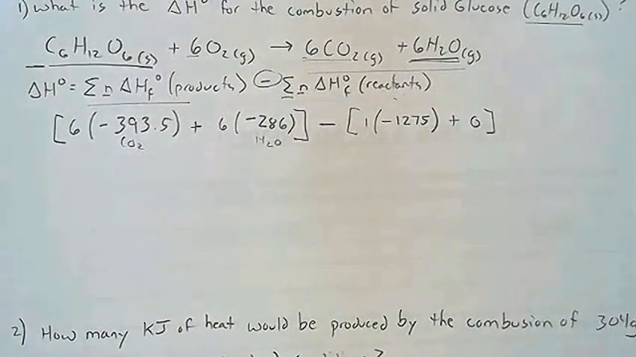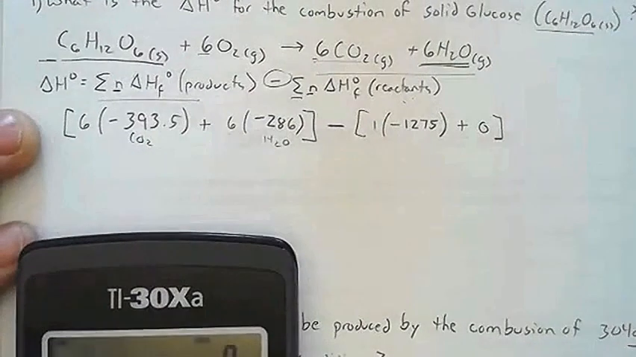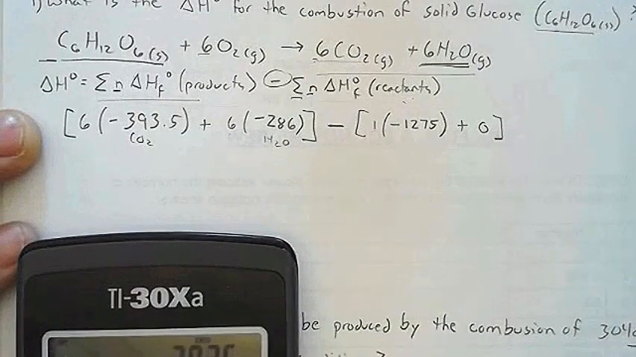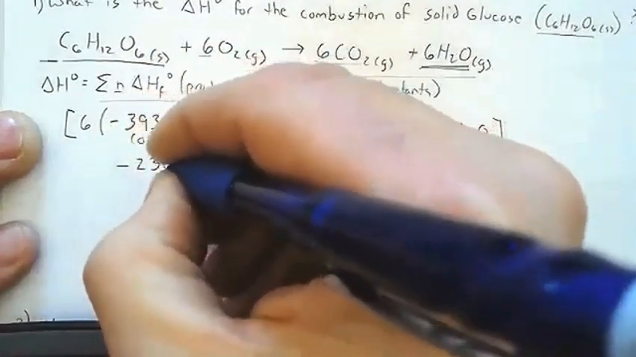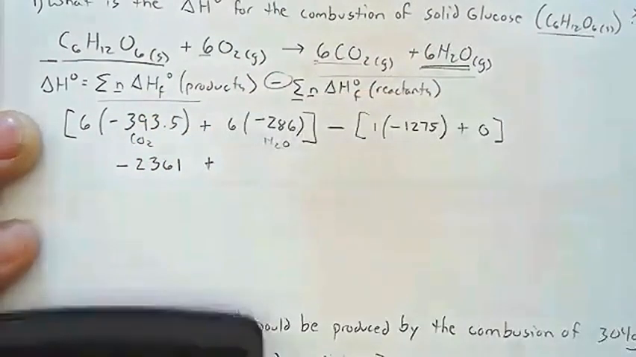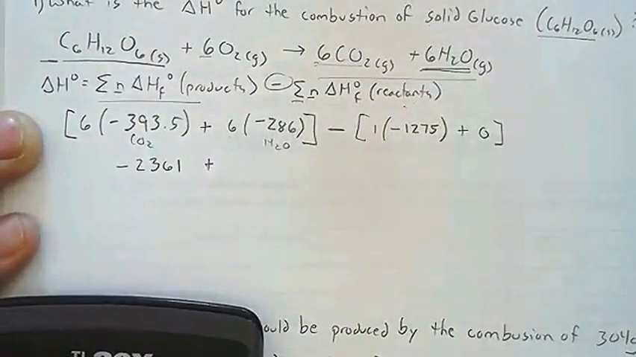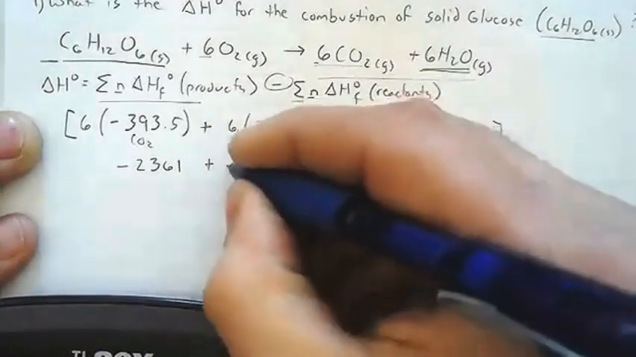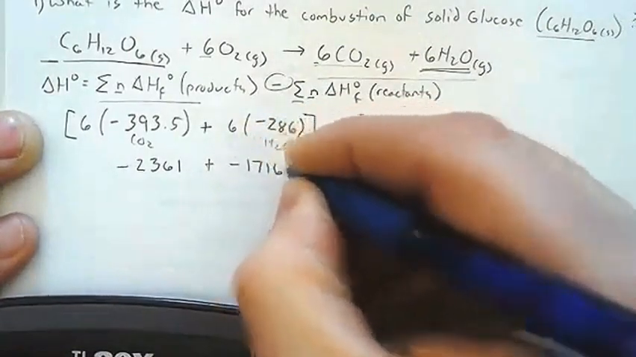And we go through and do our math on our calculators. We go 6 times negative 393.5, and we get negative 2361. And we add that to 6 times negative 286, and we get negative 1716.